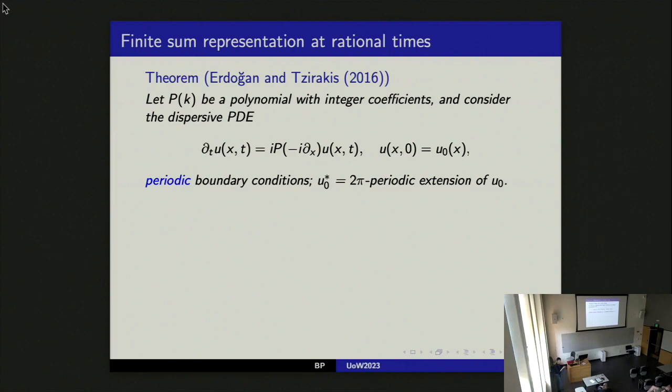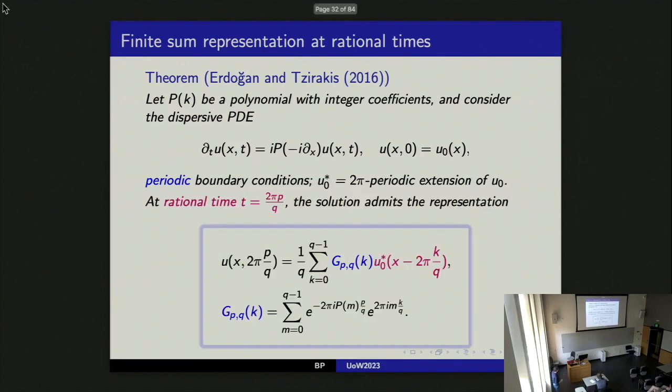So this is the general theorem that was proven only in 2016, although it's not very difficult to prove. If you have any linear dispersive equation of this form, and this is just a polynomial, and if I write it like this, I guarantee that the equation is dispersive. I take an initial condition and periodic boundary conditions, and then I denote by U0 star the 2 pi periodic extension of the initial condition, because I will need to evaluate it at points that are outside my interval. You can write a nice formula at times that are rational multiples of the period. You can write, you see, that's really nice.